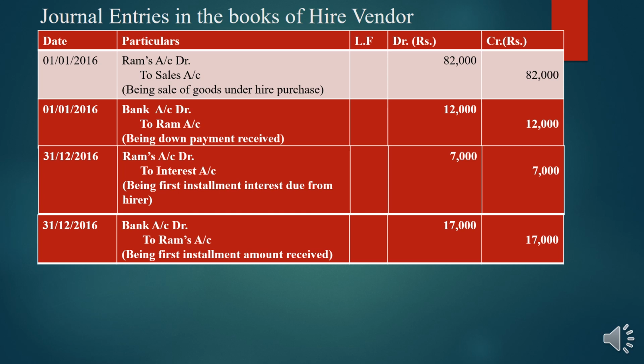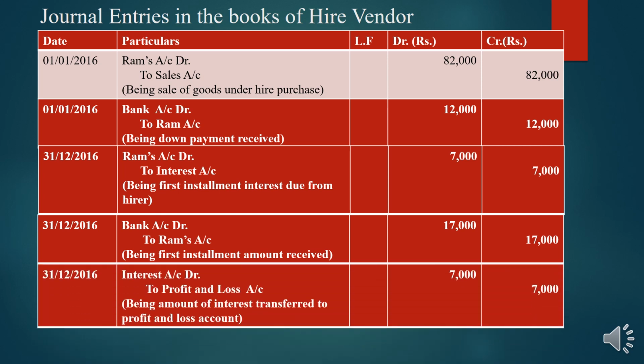Next one is for the installment amount received: bank account debit to Ram's account. The last journal entry of this year is to transfer interest income to profit and loss account: interest account debit to profit and loss account.